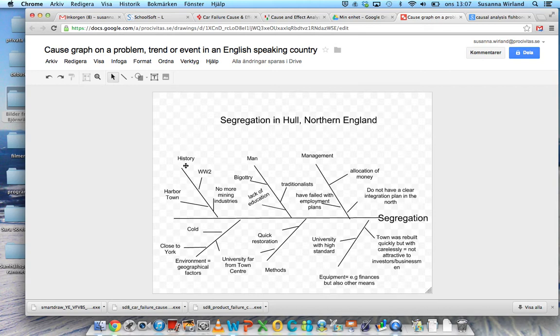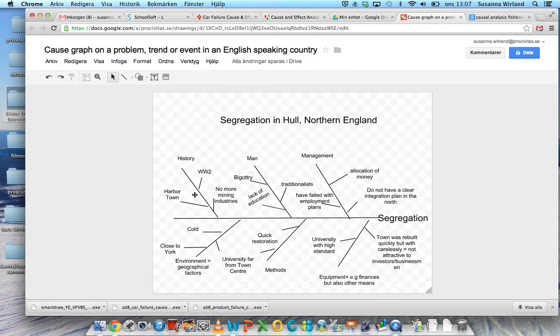So I looked into history. Could there be any historical causes to segregation? Well, World War II, during World War II, the entire town was bombed, and since it was a harbor town, all the means of financing the city or making people get salaries and survive were damaged through World War II.